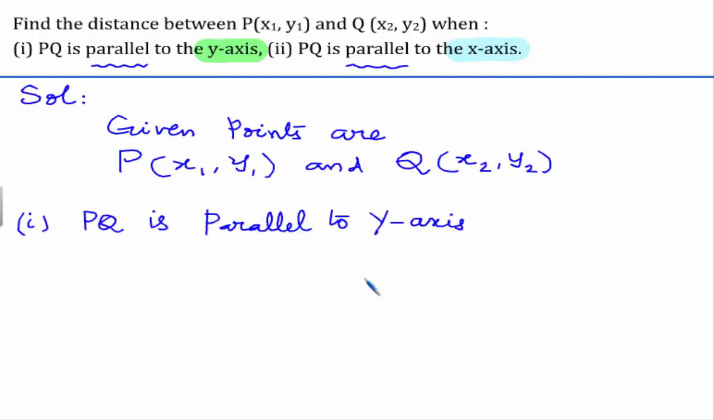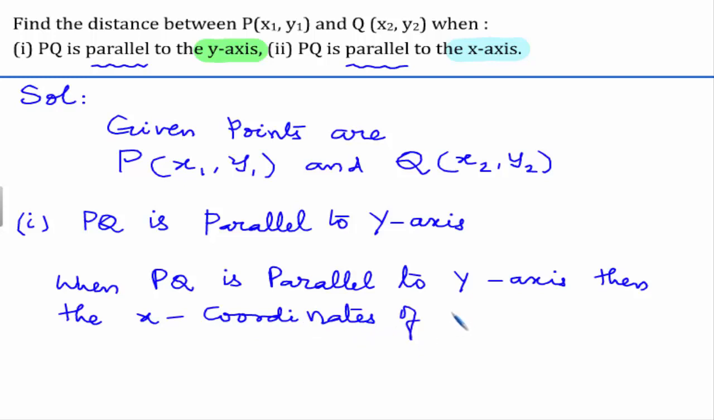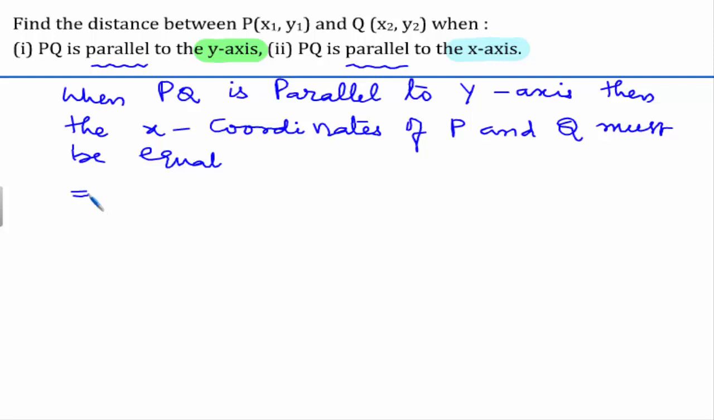First case is PQ is parallel to y-axis. We know that when PQ is parallel to y-axis, then the x-coordinates of P and Q must be equal. This is a fundamental rule. So that means x1 is equal to x2.